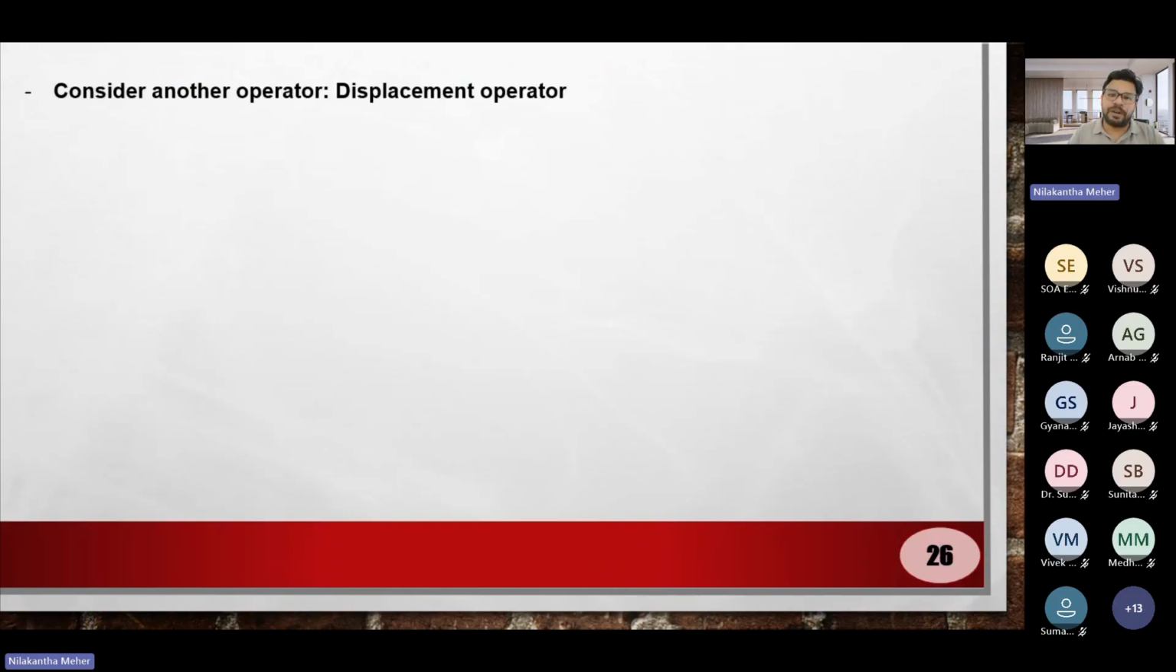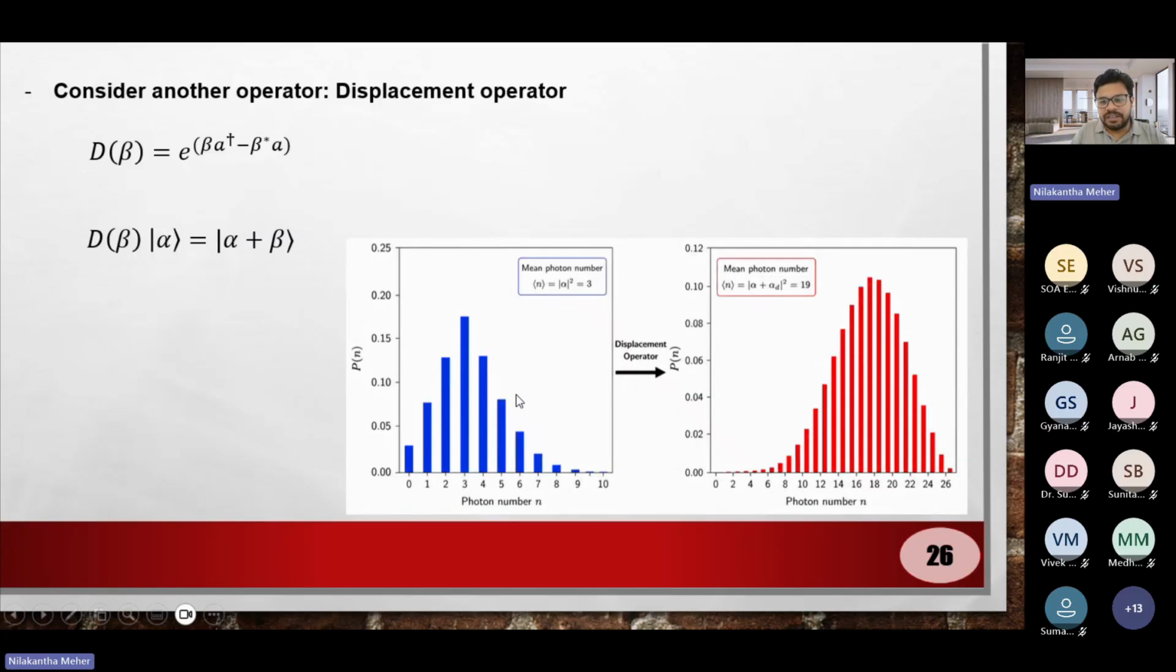Now let us consider another operator, that is the displacement operator. What it does actually, this is the displacement operator. In quantum optics generally we write it in terms of a and a dagger. If you apply it on a coherent state alpha, it displaces the state to alpha plus beta. Whatever amplitude you are displacing, it essentially displaces the coherent state. What does it mean? You have an initial photon number distribution. Once you displace, the photon number distribution will shift by some other amount, depending on beta, how much you are displacing. That means essentially you are adding some more energy to the system, displacing the photon number.